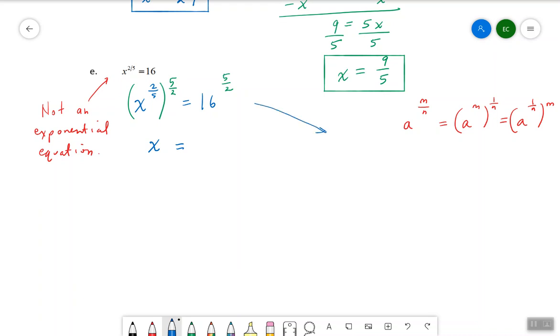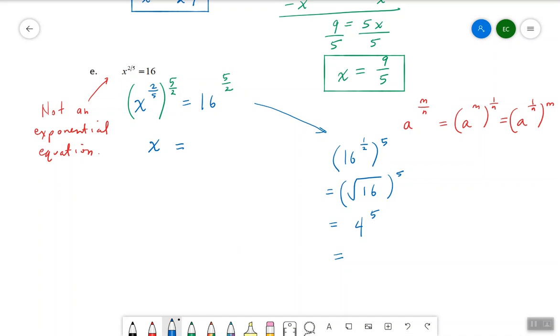I'm going to write this as 16 to the 1/2 to the 5th. We just talked about that fractional exponent. The 1/2 power is the same as the square root of 16 raised to the 5th power. And then we have 4 raised to the 5th. Square root of 16 is 4.